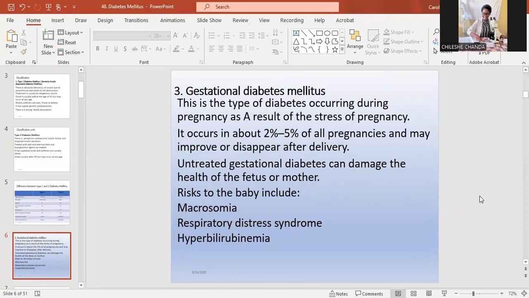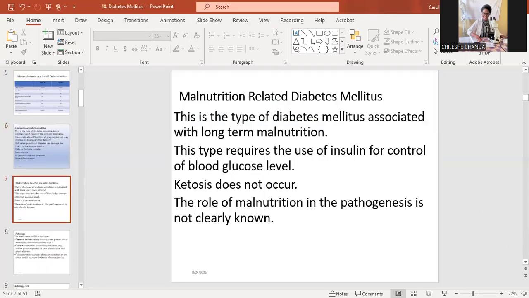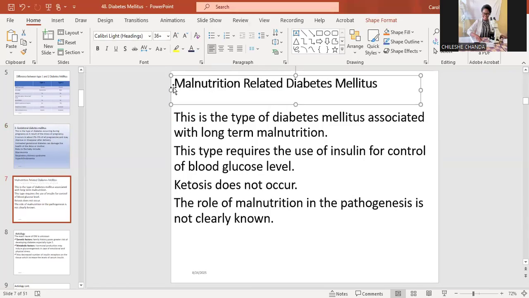Untreated gestational diabetes can damage the health of the fetus or the mother. So I find that the baby will be born very big, which this condition is known as macrosomia. The baby may be born with respiratory distress syndrome and also may be born with hyperbilirubinemia. Okay, so that is gestational diabetes mellitus.